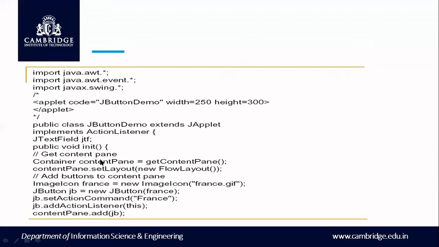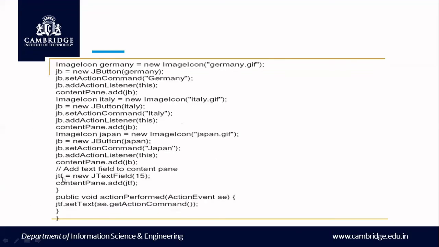Now, in the first line, I have created this text field called JTF. I have not yet added it into the content pane. I have to add it into the content pane. So here you can see adding the text field into the content pane. JTF is equal to new text field of 15. What is this 15? It is how many columns of text are allowed. Content pane dot add of JTF. I'm adding this particular text field into my content pane.